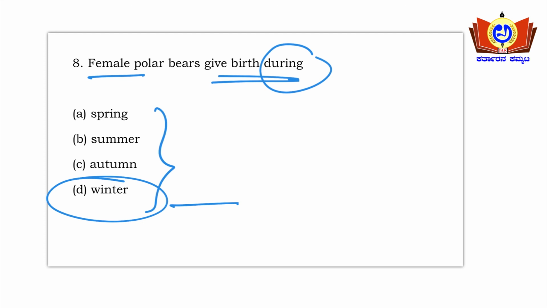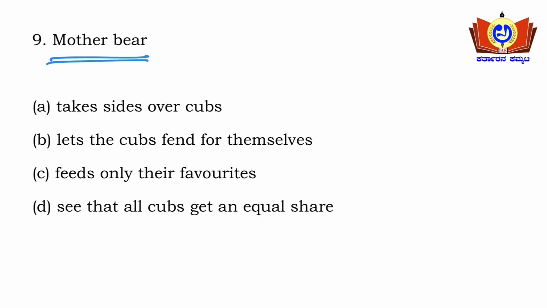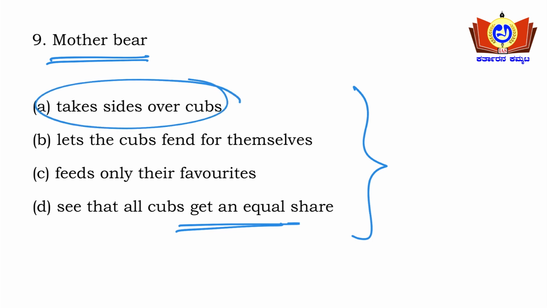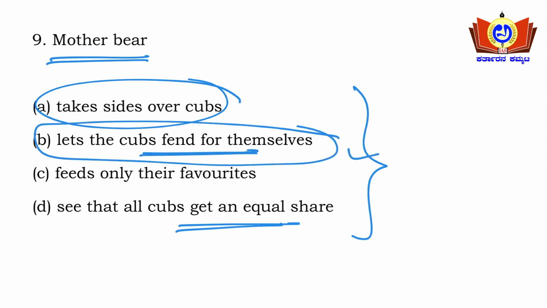The next question: mother bear takes sides over cubs; lets the cubs find themselves; feeds only their favorites; sees that all cubs get an equal share. According to the passage, the polar bear never takes sides over the cubs. Instead it lets the cubs fend for themselves. So option B is the right answer, my dear friends. When you read the passage carefully, you will come to the conclusion that option B is the right answer.